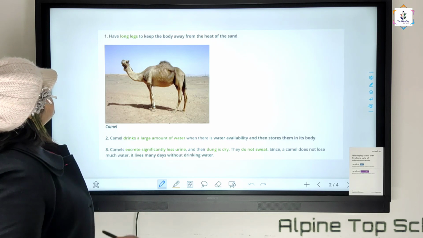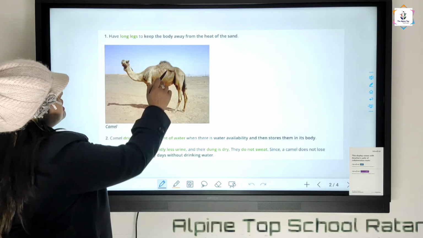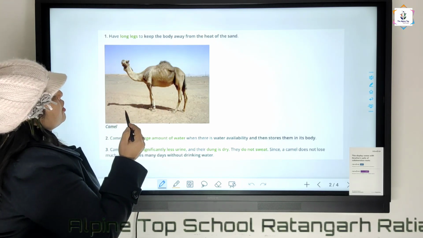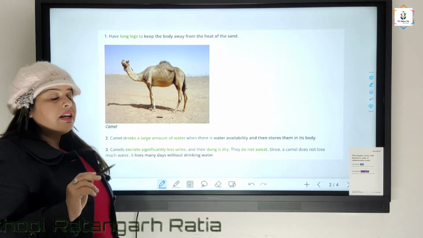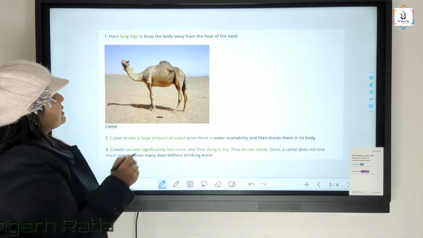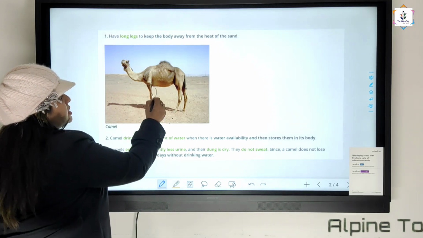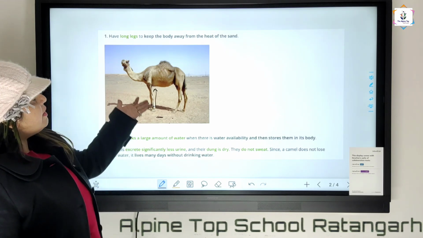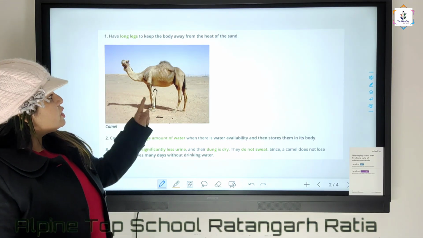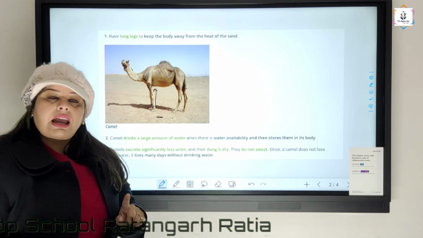So the first point is, it has long legs to keep the body away from the heat of the sun. As the desert has sand only, it has long legs. As you can see, long legs. With this much long legs, it can keep its body away from the heat of the sand. So this is the first adaptation in the camel.